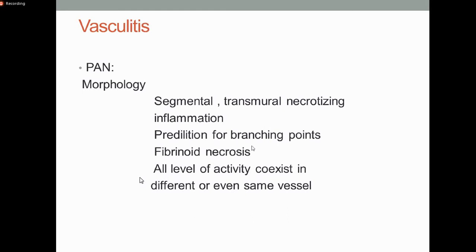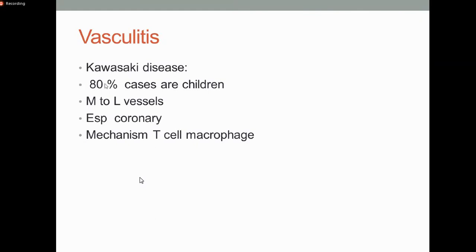This has a predilection for the branching points of the vessels. The type of necrosis is fibrinoid necrosis, and all levels of activity of inflammation, like healing, acute phase, and chronic phase of inflammation, coexist in different vessels or even within the same vessel. So you can find that in one part of the vessel there's active inflammation going on, and the other part is scarred. In this way you can find different phases of disease, even in the same vessel. Next is Kawasaki's disease.